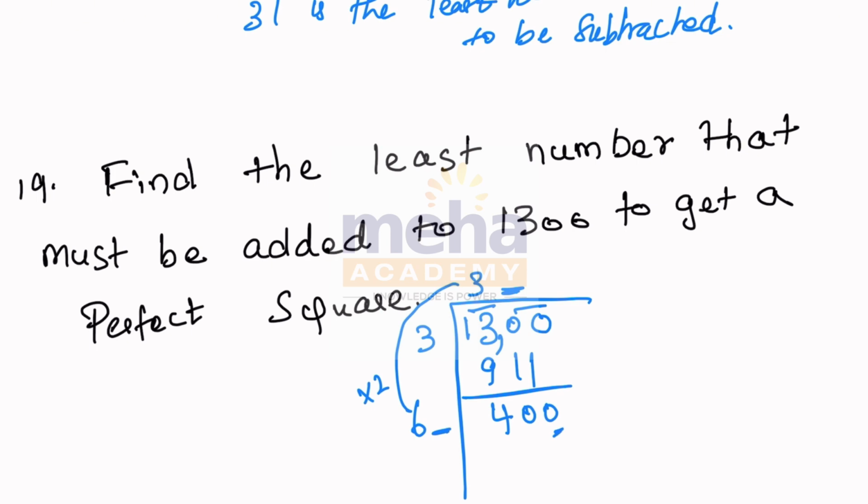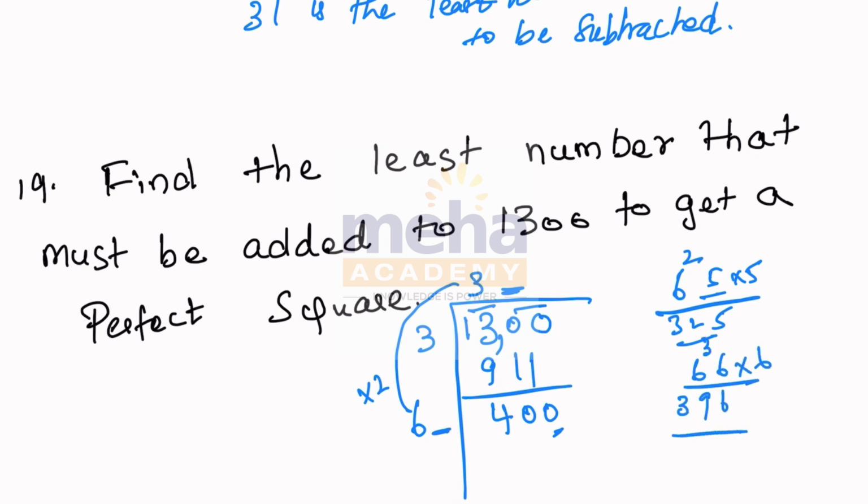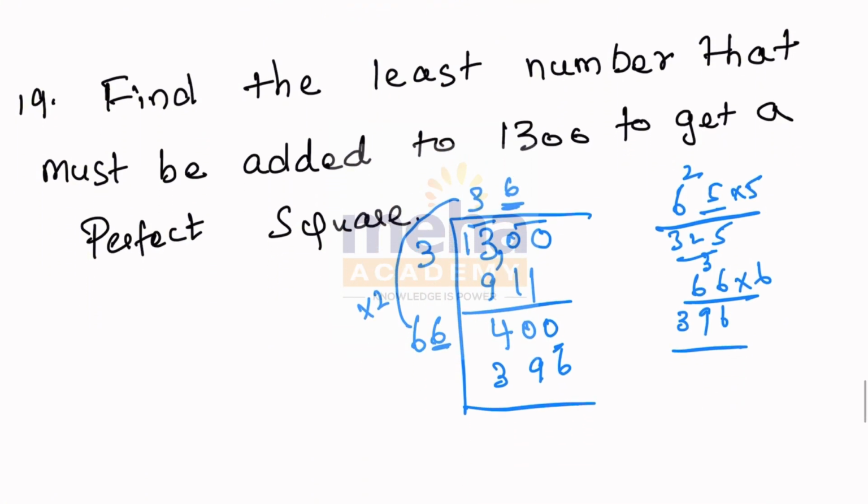So I will try with 6 5 times, 25 2 6 or 30, 25. If I do 6 times, 6 6 are 36, 6 6 396, which is closer to 400. I use 396. So when I subtract, the answer is 4.